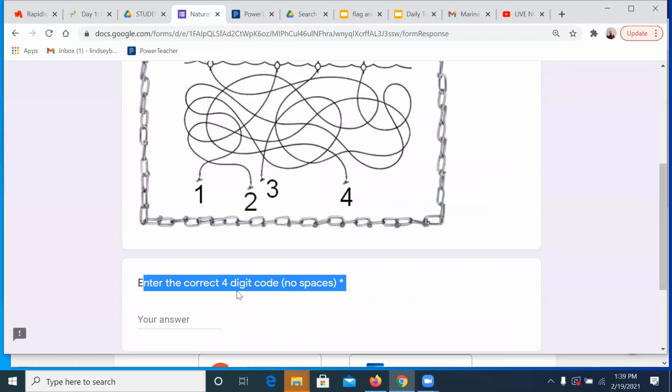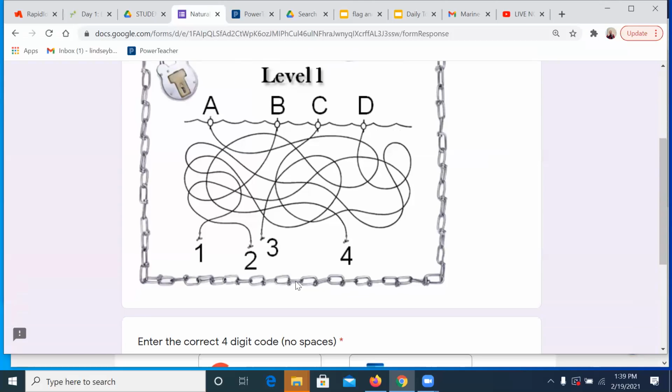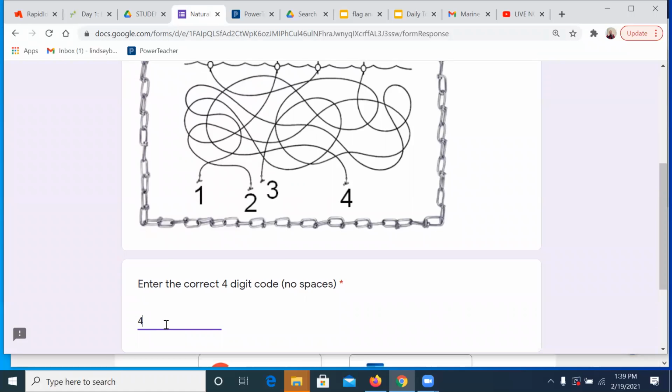But this doesn't ask for A, B, C, D, it asks for digits. So we must decode the digit. We know that the answer is A, so we're going to take our mouse and trace the line right here and see what digit A codes for. So we follow this line all the way, and A codes for 4. So the first digit of your code would be a 4.